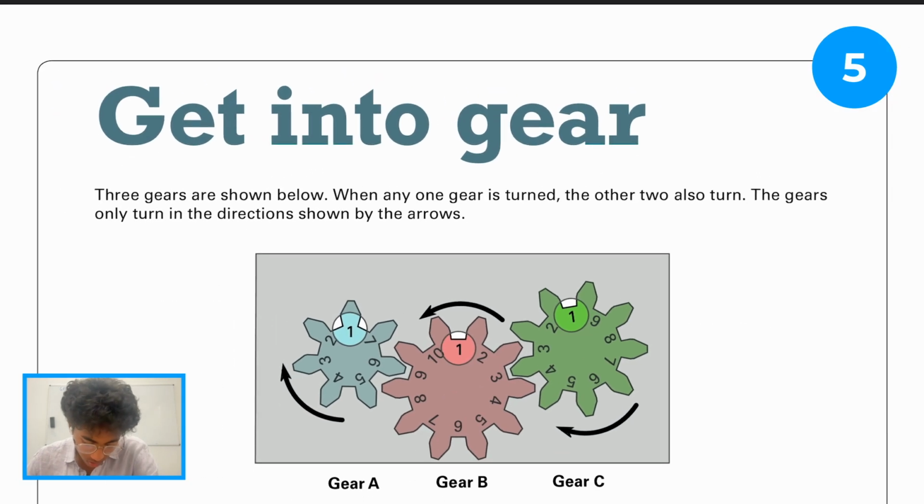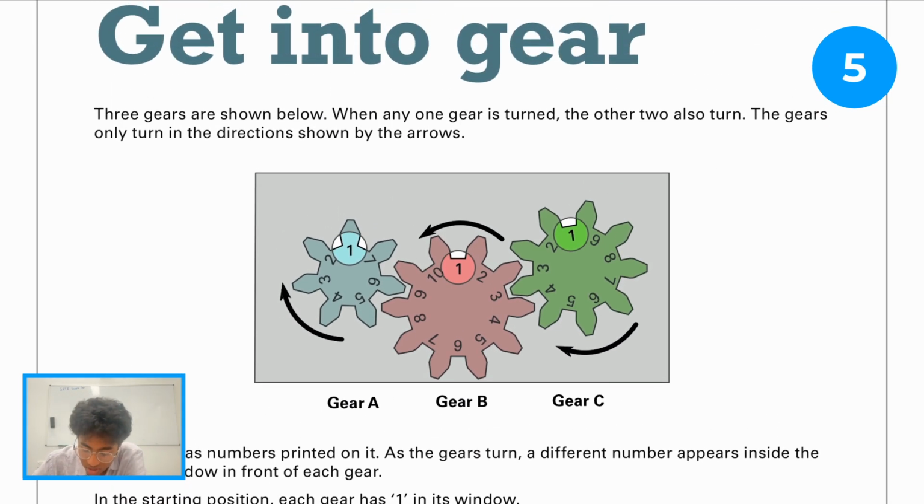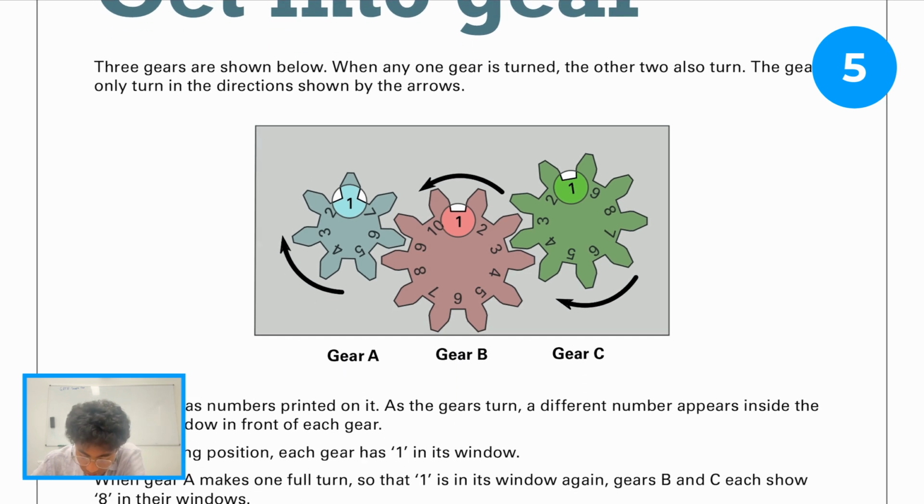Let's continue. So, 3 gears are shown below. When any one gear is turned, the other 2 also turn. The gears only turn in the directions shown by the arrows. Each gear has numbers printed on it. As the gears turn, a different number appears inside the circular window in the front of each gear.